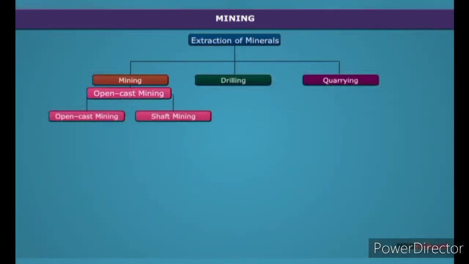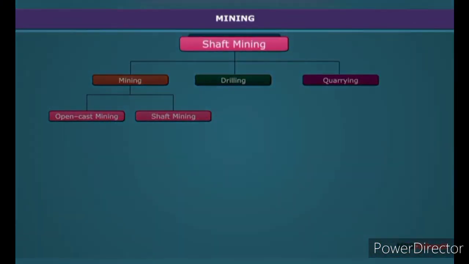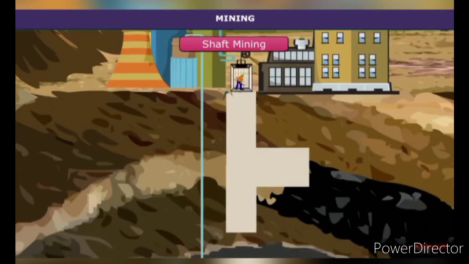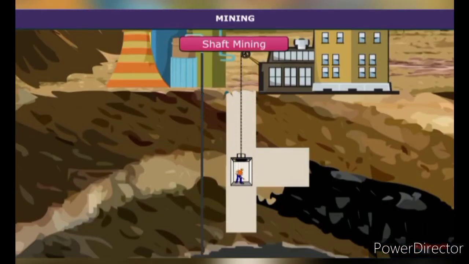Shaft mining or shaft sinking refers to the method of excavating a vertical or near vertical tunnel from top to down where there is initially no access to the bottom. Petroleum and natural gas which occur beneath the earth's surface are extracted by the shaft mining method.